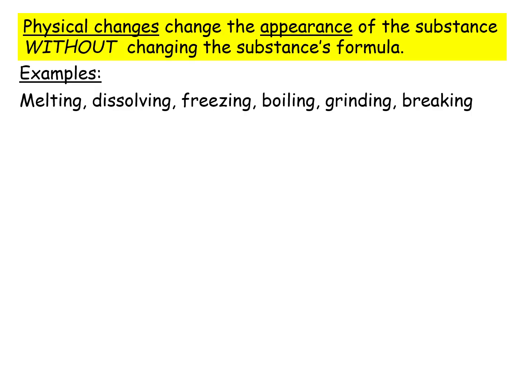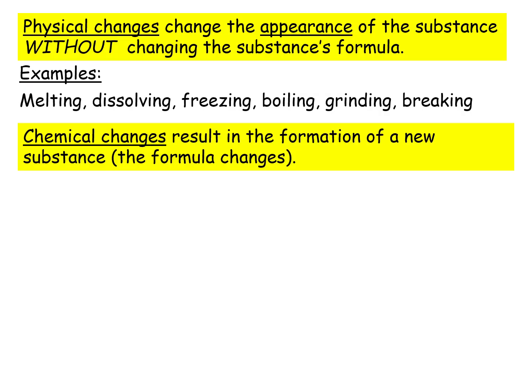So, physical changes. We've been talking about properties, now we're going to talk about changes. A physical change changes the appearance of the substance without changing the substance's formula. For example, if you start out with an ice cube that is water in its solid state and you let it melt, it looks really, really different. You went from a cube to a puddle, but it's still water. It still has the same formula. Chemical changes, on the other hand, result in the formation of a new substance. So the formula changes.